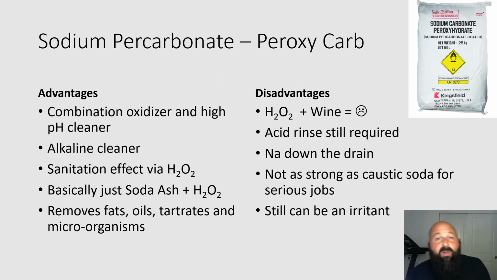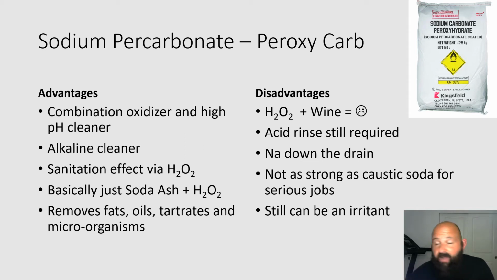So you've got your alkaline cleaner with the soda ash, a pH 11-ish cleaner, which is really good for cleaning and getting rid of all sorts of sugars and acids and breaking things down. But also you get this added sanitation effect by using hydrogen peroxide. So it's good at removing fats and oils and tartrates, and additionally it has this extra step of killing microorganisms. So this is something that you can use in your cleaning step that adds a sanitation effect, which is pretty neat. The downside is you don't want to get your hydrogen peroxide in your wine.